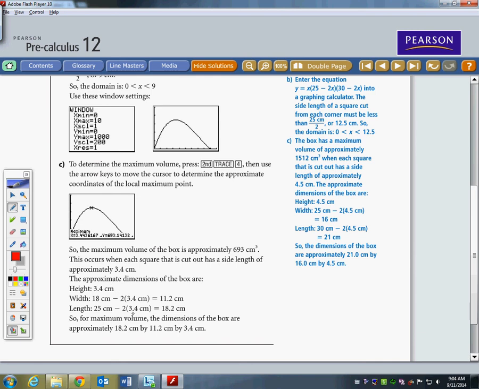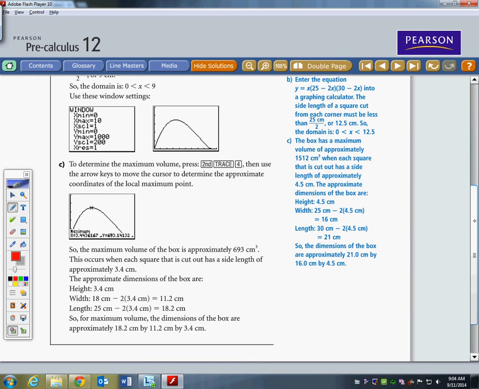So they can calculate the 3 dimensions. The height was our x value. Our width was 18 minus 2x. So they put in 3.4 for x, and they calculate the width, and our length was 25 minus 2x, and then therefore they get the length.